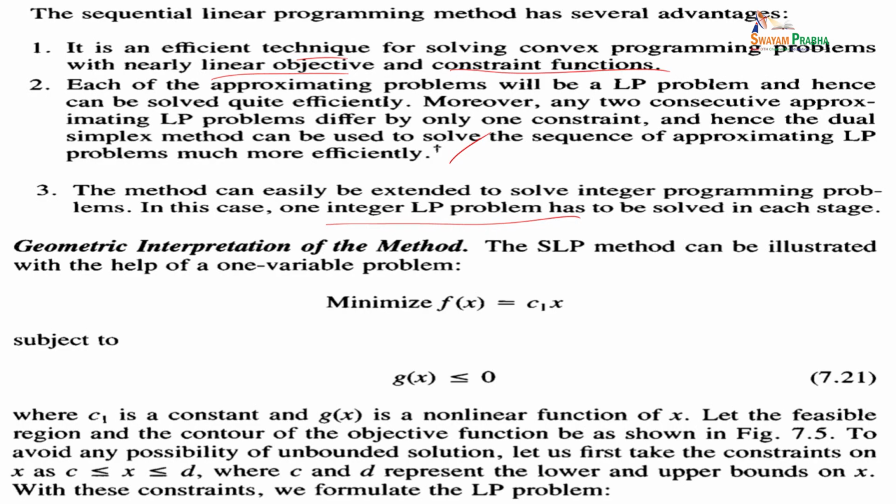Next, we discuss the geometric interpretation of the method. The SLP method can be illustrated with the help of a one variable problem. Minimize f(x) equal to c1 x subject to the constraint g(x) less than or equal to zero, where c1 is a constant and g(x) is a nonlinear function. Then the feasible region and contour of the objective function are shown in the following figure.